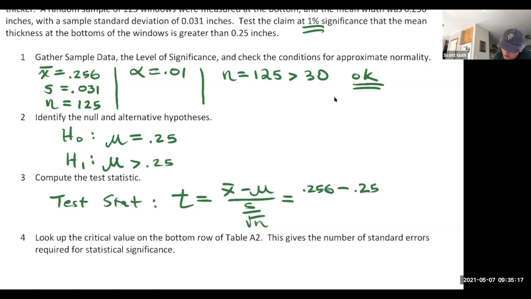So that's a small difference between these two. How many standard errors? Don't know. 0.031 over the square root of n, which is 125. Okay, y'all, so take a second and do that and let me know when you get something.